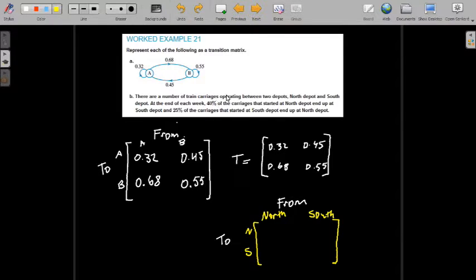So we've got 40% of the carriages started at north, ended up at the south. From north to south, so I've got 40 over here, 0.4. And the next one is 25, started at south, end up at north.